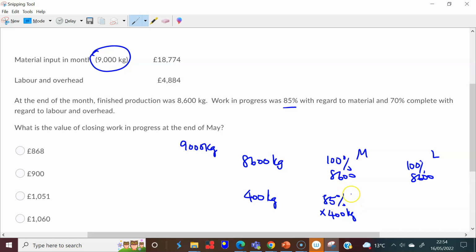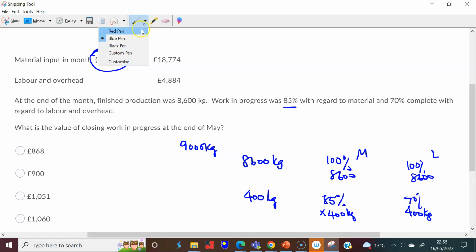If you're trying to get full complete kilograms or full complete units, you see, because you can't add 8,600 full units to 400 partially finished units. You think of 8,600 finished tables and 400 partially finished tables. You can't add them together to know what the value of the inventory is. So we need to find the equivalent units. But these are also only 70% complete in terms of labor.